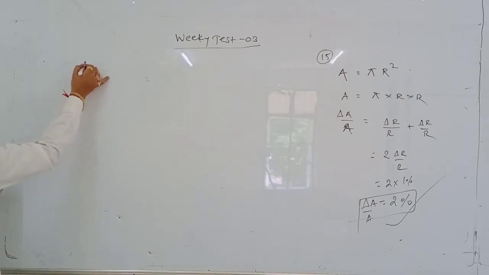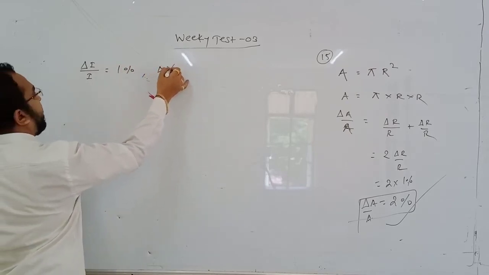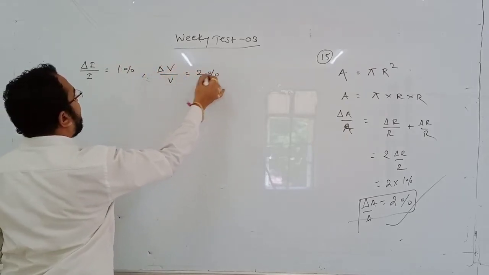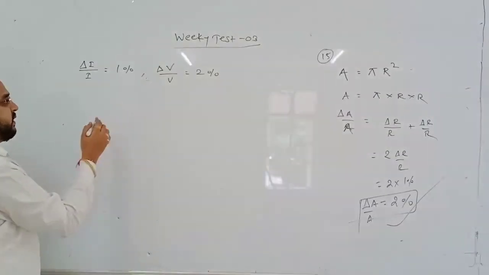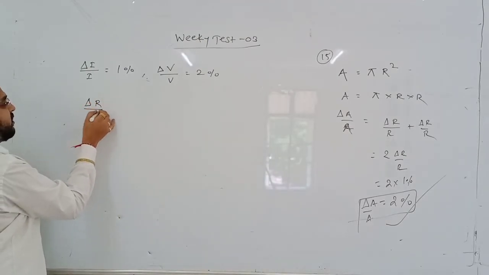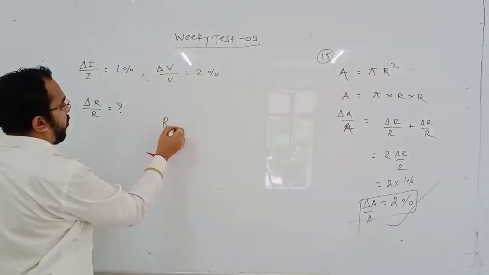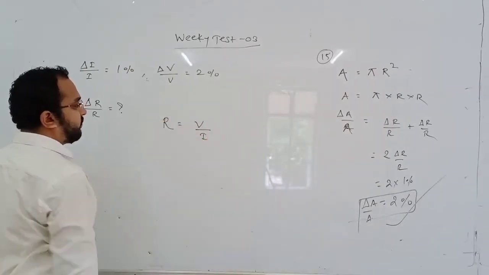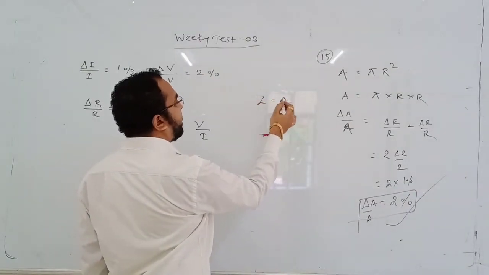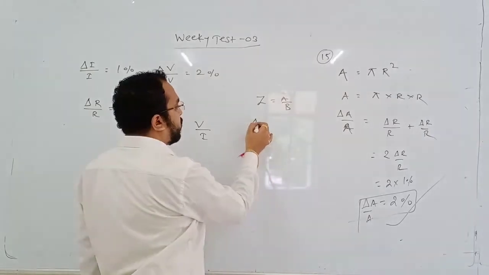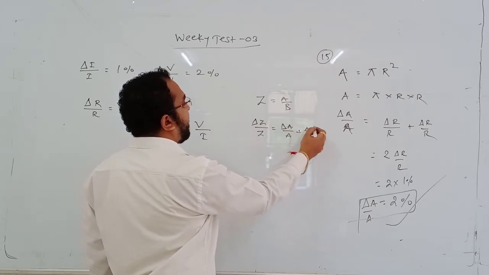If delta I upon I is 1% and delta V upon V is 2%, that is, the error in current is 1% and the error in voltage or potential difference is 2%, then what is the error in resistance? According to Ohm's law, what is R? It is V upon I. Now I have told you, when Z is equal to A divided by B, then also delta Z upon Z is equal to delta A upon A plus delta B upon B.